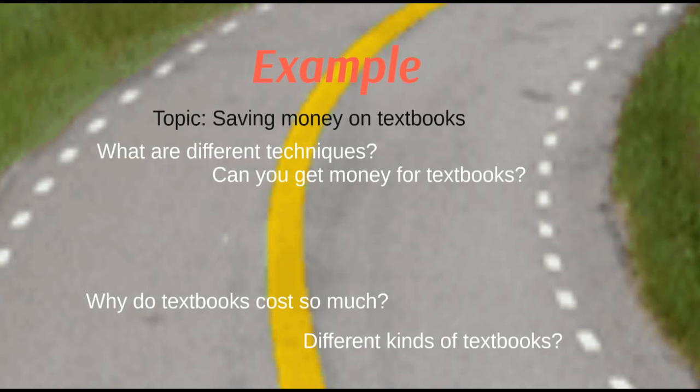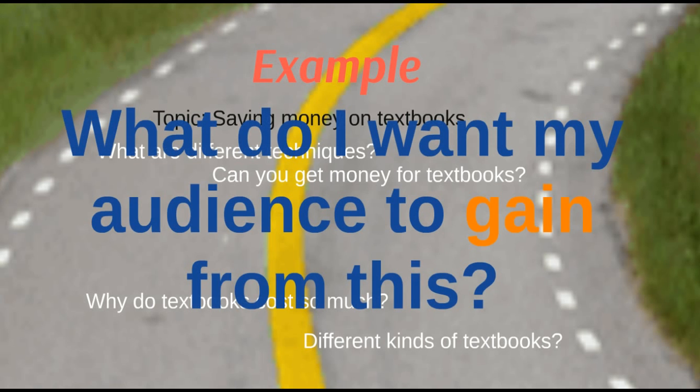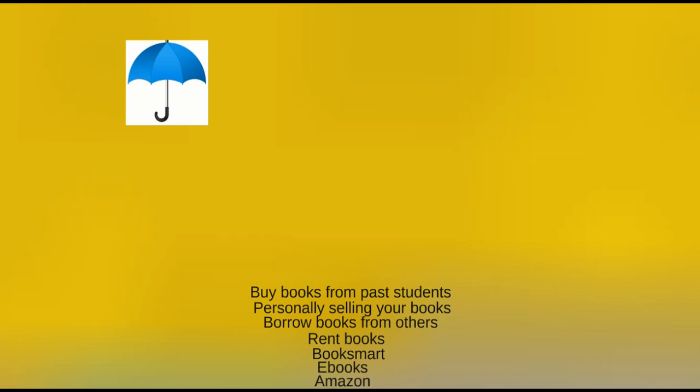So as you have your research, as you ask these questions and continue in the research process, you're going to get a lot of different answers. But really what you're looking for is, what do I want my audience to gain from this? And once you start to get those answers, they're going to break down in this way. So I know, for instance, Amazon is the source you can use. Ebooks are a possibility. Booksmart. Renting books, borrowing books from friends or people who have taken the class before. Personally selling your books and buying books from past students.